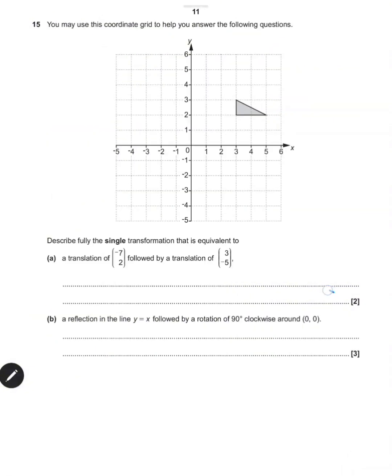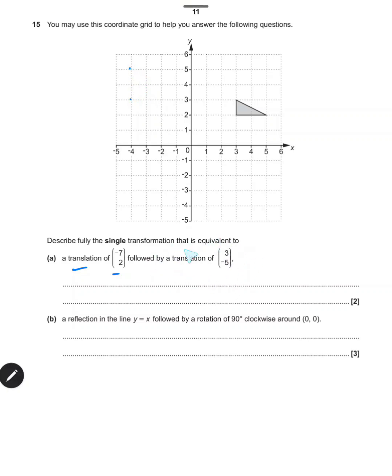Question 15. Here we've got some transformations to do. So I'm just going to follow these transformations and see what happens. First one, we've got a translation of -7, 2. Well, that's 7 left and 2 up. Left and right at the top, up and down at the bottom. So I'm going to go 7 left. 1, 2, 3, 4, 5, 6, 7. And then 2 up, 1, 2.